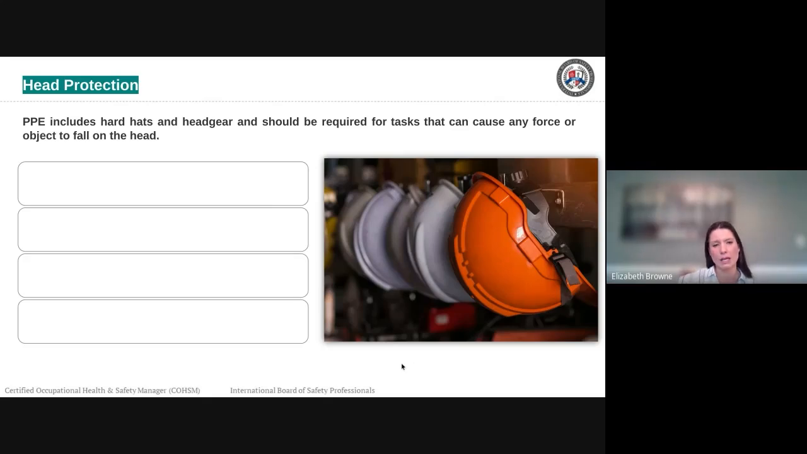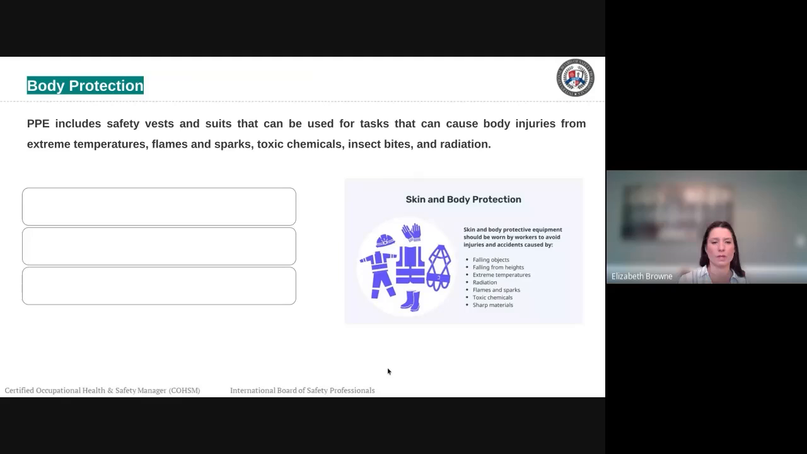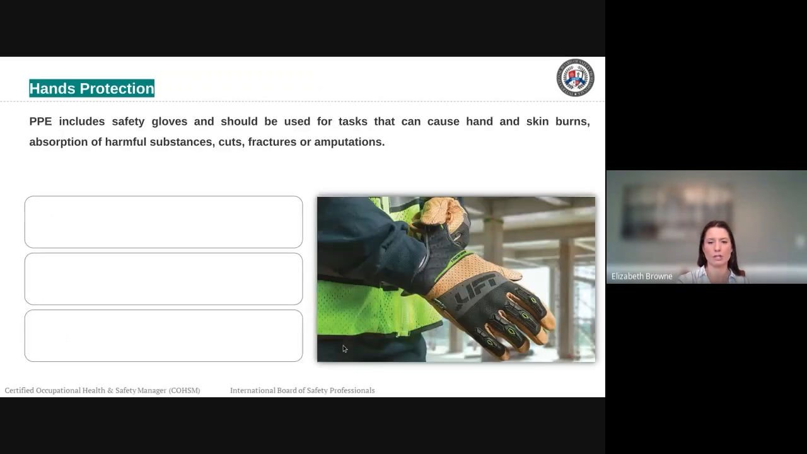Other types of PPE for head protection include hard hats and headgear. These should be required for tasks that can cause any force or object to fall on the head. There's also head protection or headgear that is electrically rated to protect employees against electrical shock. Body protection can include safety vests and suits, but it's going to protect the body from injuries from extreme temperatures, flames, and sparks. So they might be coated with a flame retardant material. Toxic chemicals, insect bites, and radiation are some examples of hazards that PPE is used for body protection against.